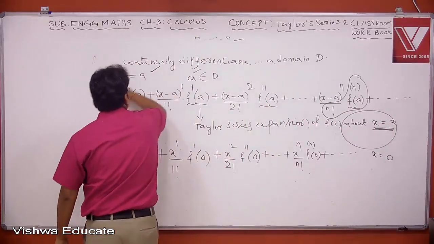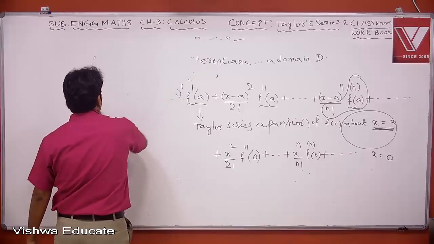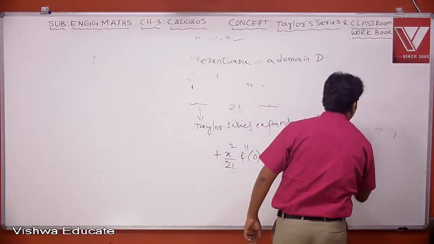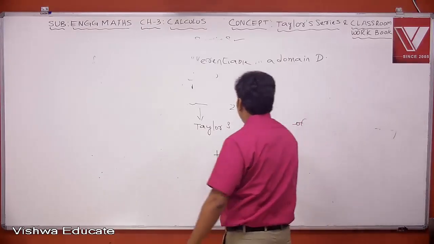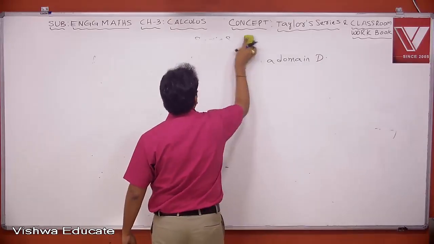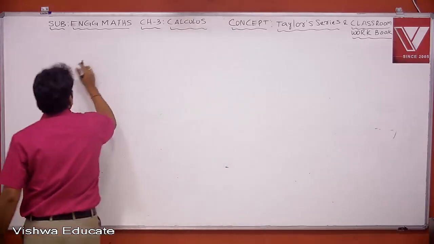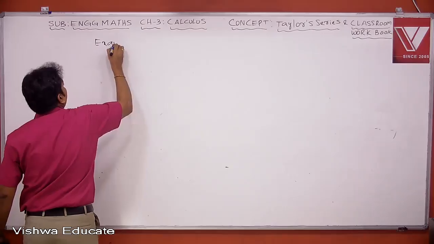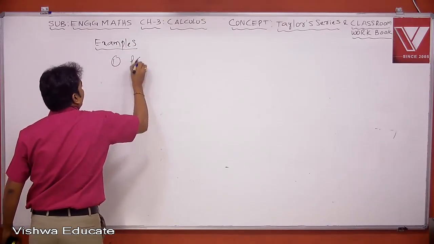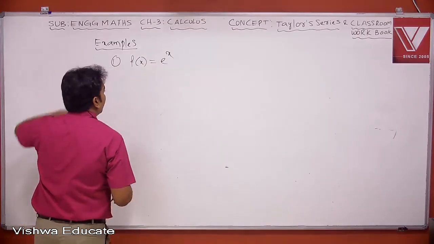Now let us discuss the Maclaurin series expansion of three basic functions. So examples. First one is f of x equal to e power x. Now let us find its series expansion.